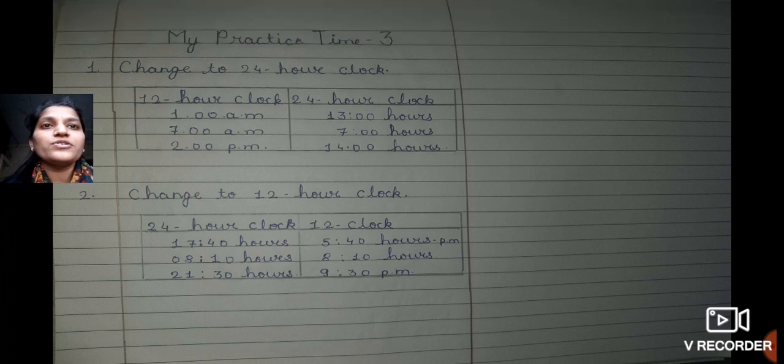So first of all, you are going to write my practice time 3, page number 149, and then we are going to write the column change. We are going to write question. First of all, change to 24-hour clock, and here 12-hour clock. So first 3 examples we are going to solve. 2 examples you are going to solve here in the blank area as homework. Same for question 2 also.